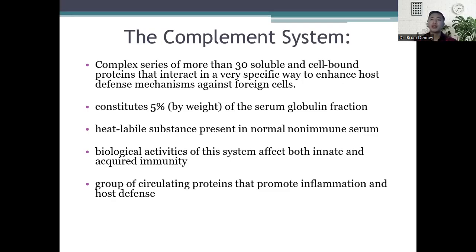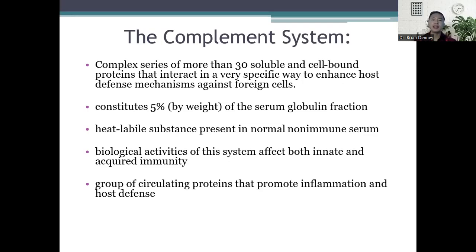But for now, I want you to know that there are three pathways of the complement system: the classical, alternative, and lectin pathways. Your lectin pathway and alternative pathway affect the innate immune system, whereas your classical pathway affects the acquired immunity. Why? Because we need antibodies to actually cause activation of your classical pathway of your complement system.